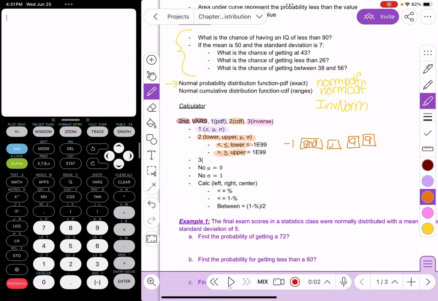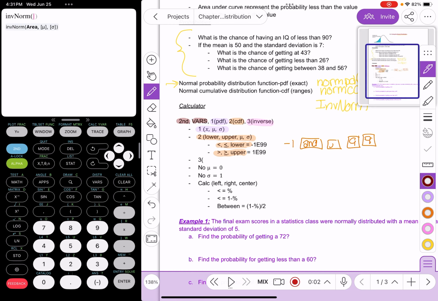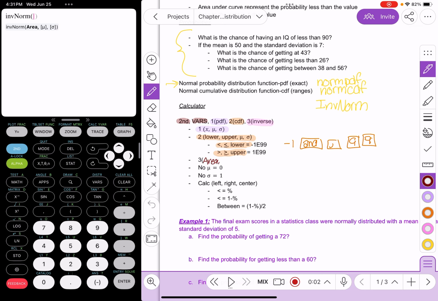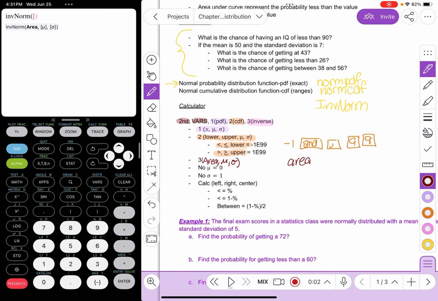And then 3, second vars 3, is your inverse norm, where it asks you the area, the mean, and the standard deviation. Area is just your percent as a decimal.